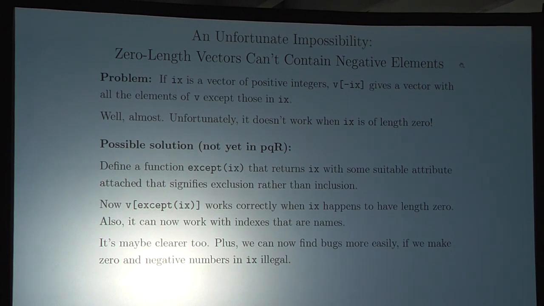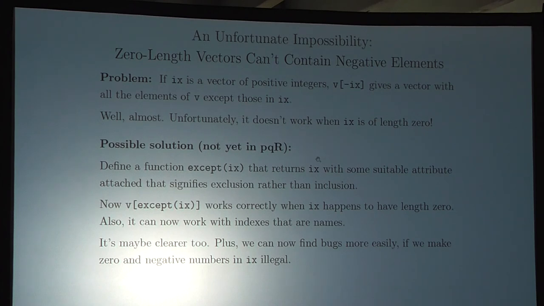Now we get to one aspect of the problem that I haven't actually put a solution to in pqR. And this is that there's this unfortunate impossibility here that zero-length vectors can't contain negative elements. If you think about it, that's true. Normally, if ix is a vector of positive integers, v sub minus ix is supposed to give us the vector with all the elements of v except those in ix. Except it doesn't work when ix has length zero. It does the opposite. If ix is like zero, that means we want to omit nothing, but actually we omit everything. Not good.